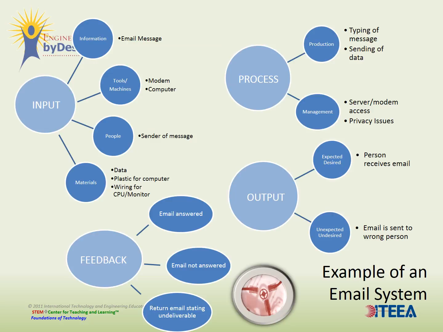Your feedback. The email is answered. Could be he got it. The email's not answered. It could be because it was sent to the wrong person, or he's on vacation. He's not checking his emails right now. Or you had a return email letting you know that it was not deliverable because the email address wasn't right. Or his email could be full because you're only allowed so much email, so that could be a problem too.